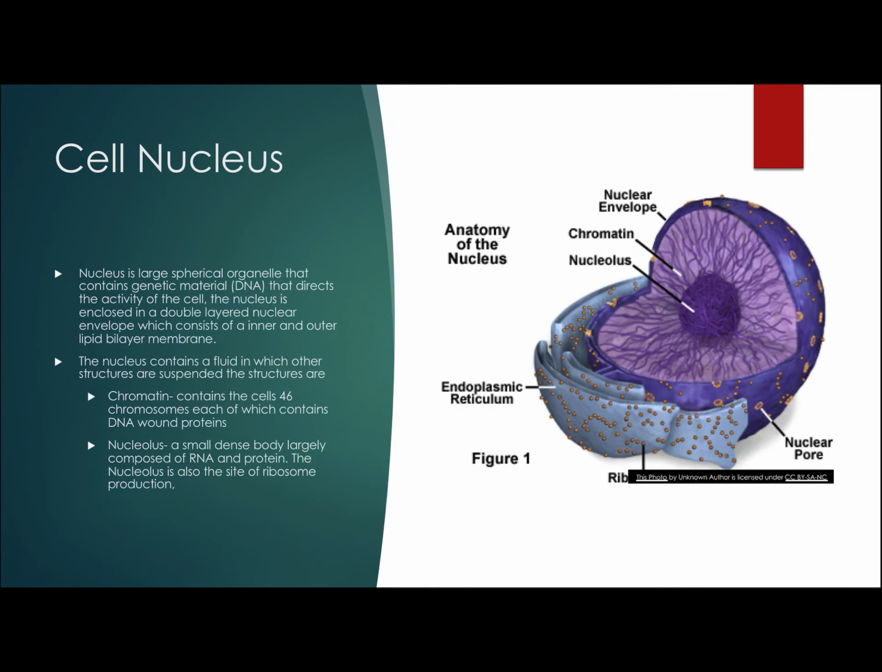You have the nucleus, which we all know is like the brain of the cell. And then within the nucleus is chromatin, which contains the cell's 46 chromosomes. And then there's a nucleolus, which is a small, dense part of the cell.